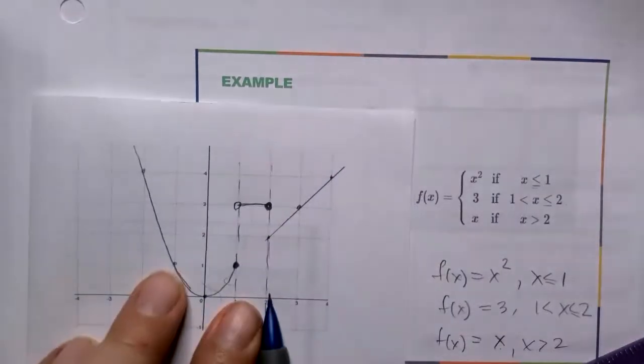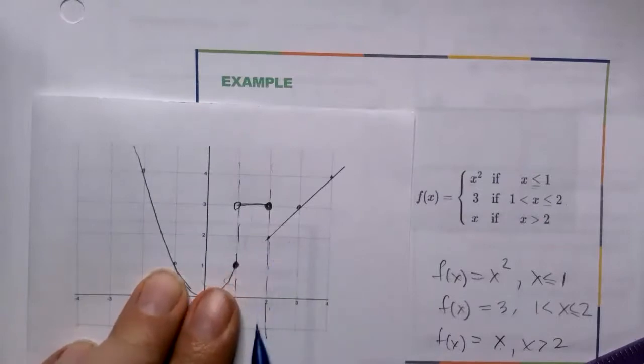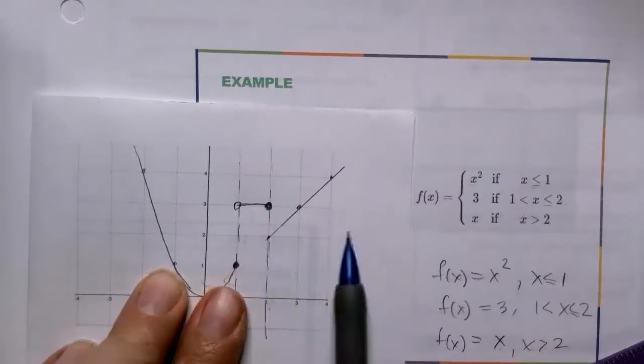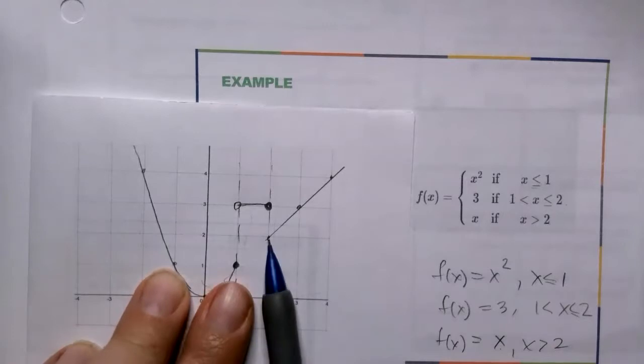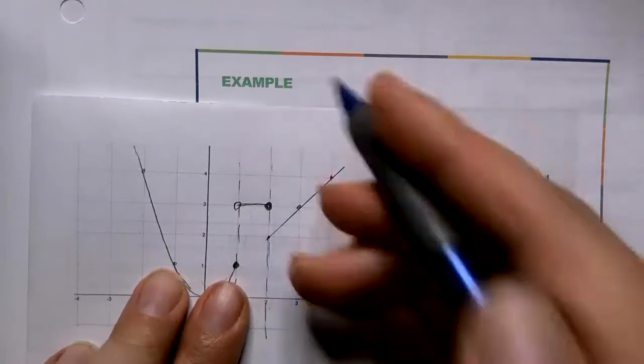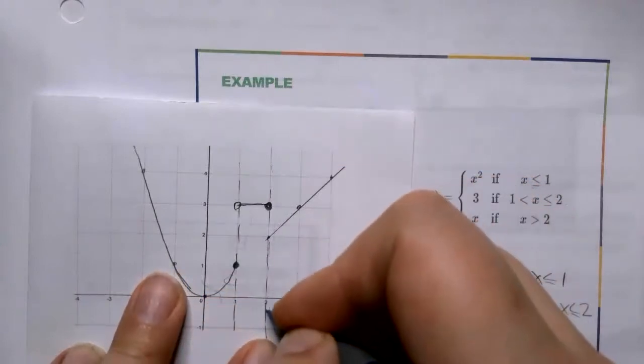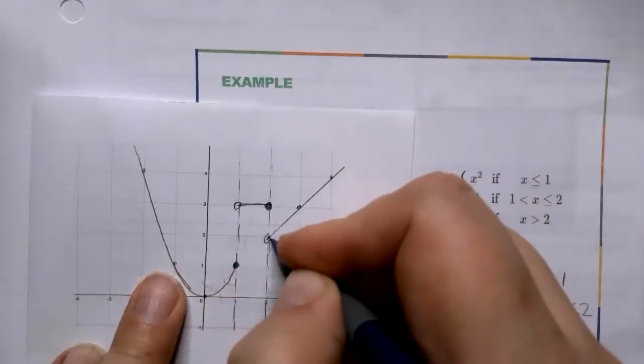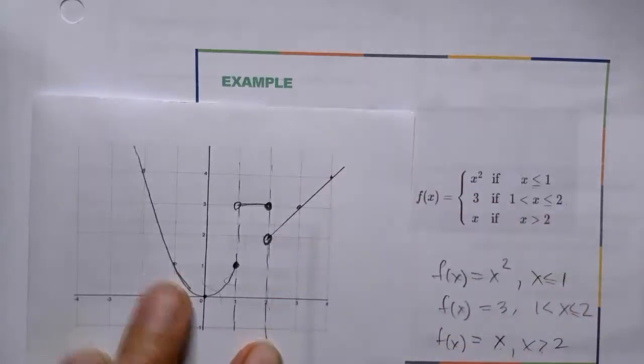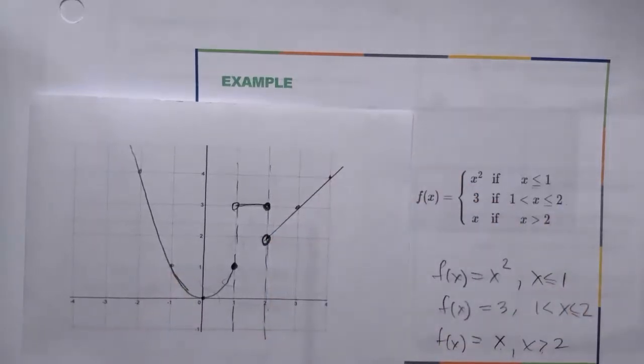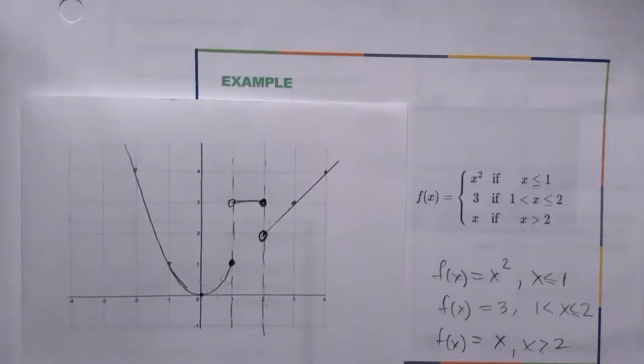So beyond this point, beyond this line on the right-hand side. Do we include this point or not? Well, since it's x greater than 2, that means the point above x equals 2 is not included. So it's going to be an open circle.